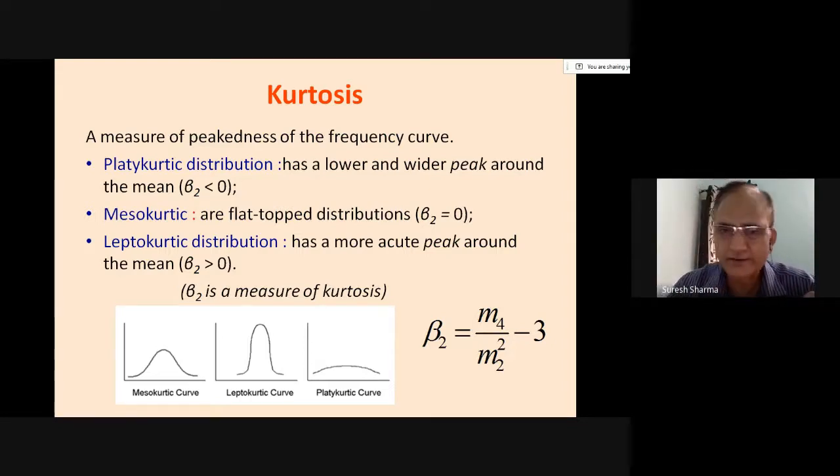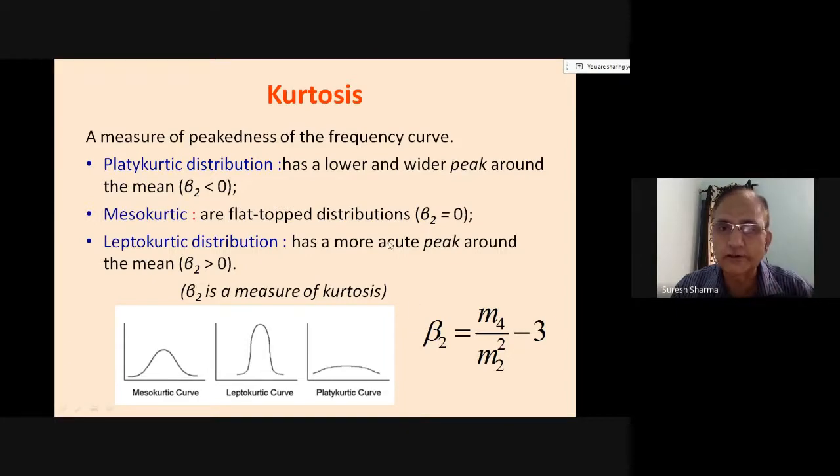But the shapes are different. This one has a high peak, this one has a flatter peak, and this is in between. So look at the peakedness of the curve. We compute kurtosis, and that is given in terms of beta 2. SPSS will give you the value of beta 2. If the value of beta 2 comes out to be 0 or approximately 0, then we say we have a mesokurtic graph. It is not peaked, it is not flatter, it is in between. So for this type of curve, the beta 2 value will be 0.